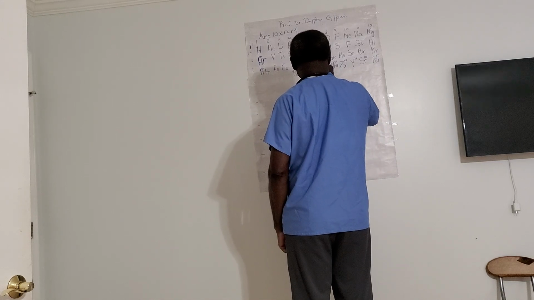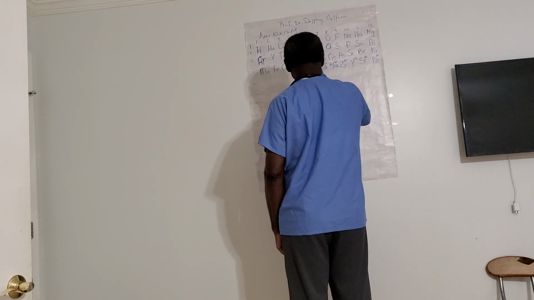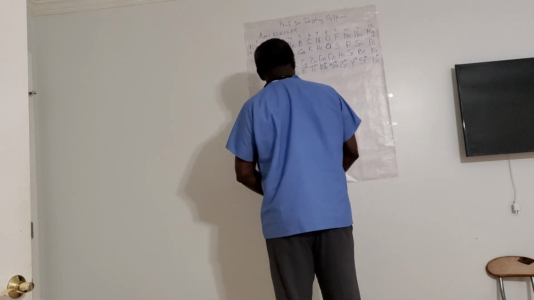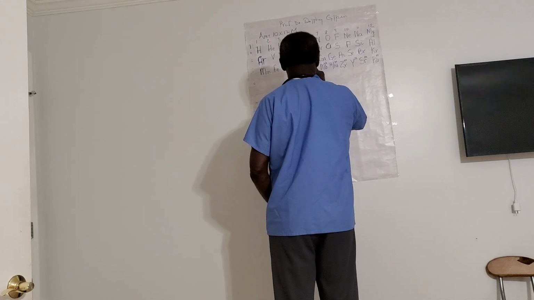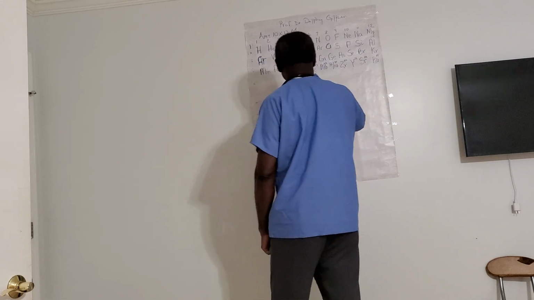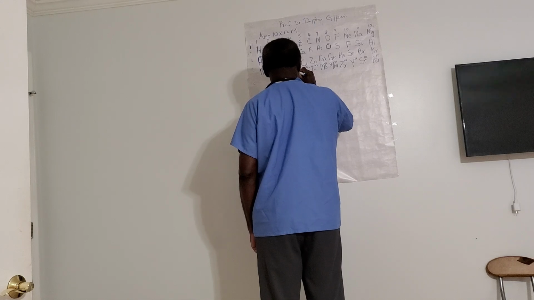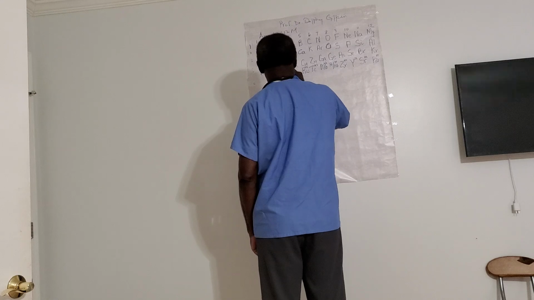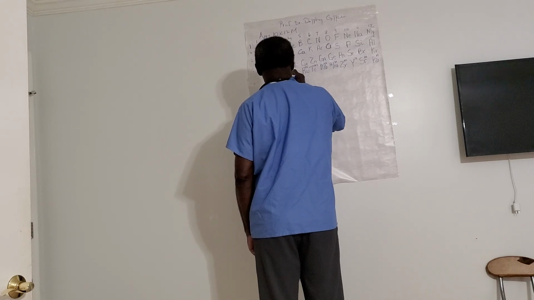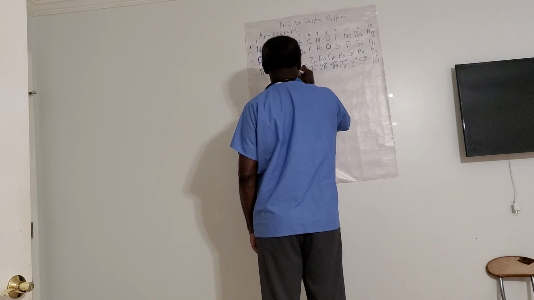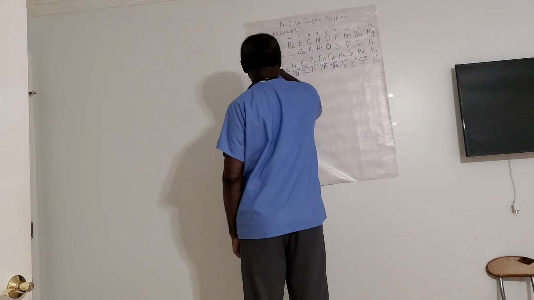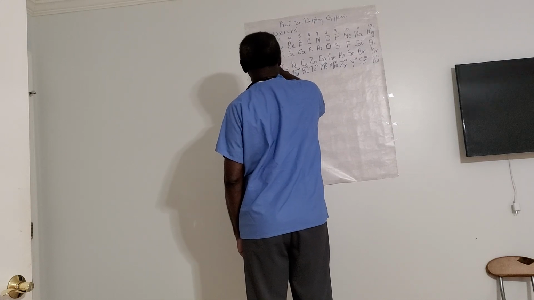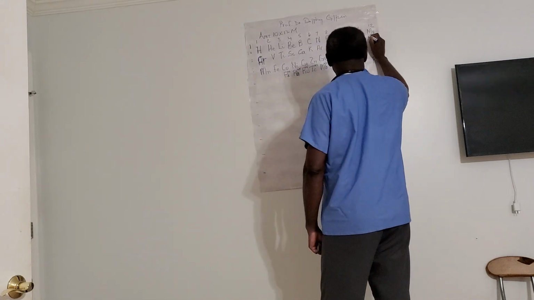For the tree, technetium 44, ruthenium, RU for this one. 45 would be rhodium, RH. And 46 would be palladium. This is 13 over here.